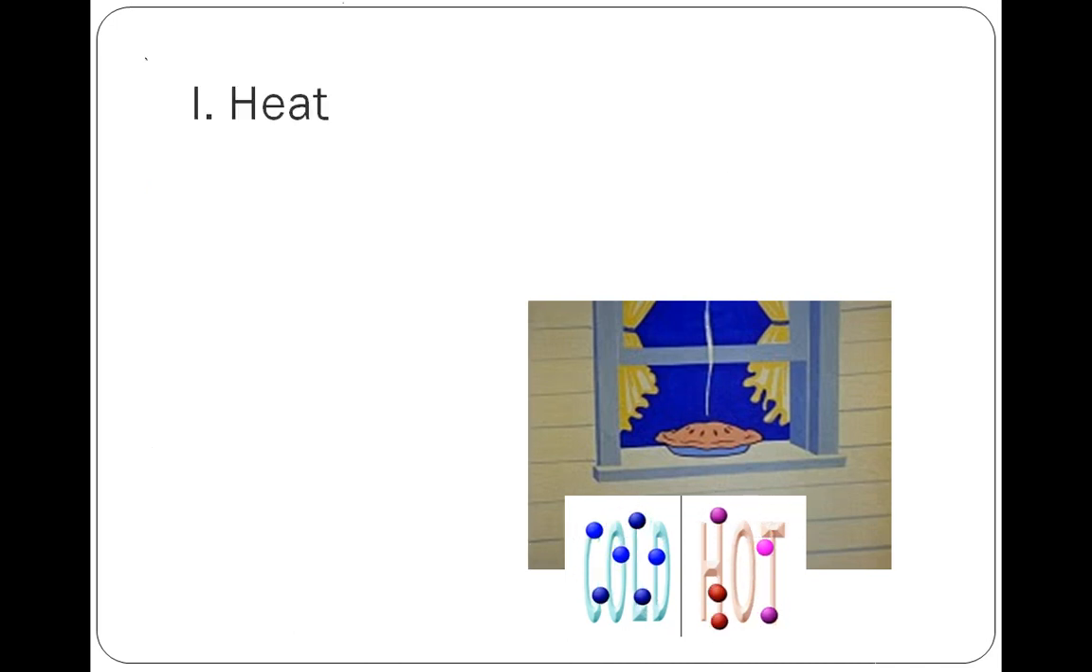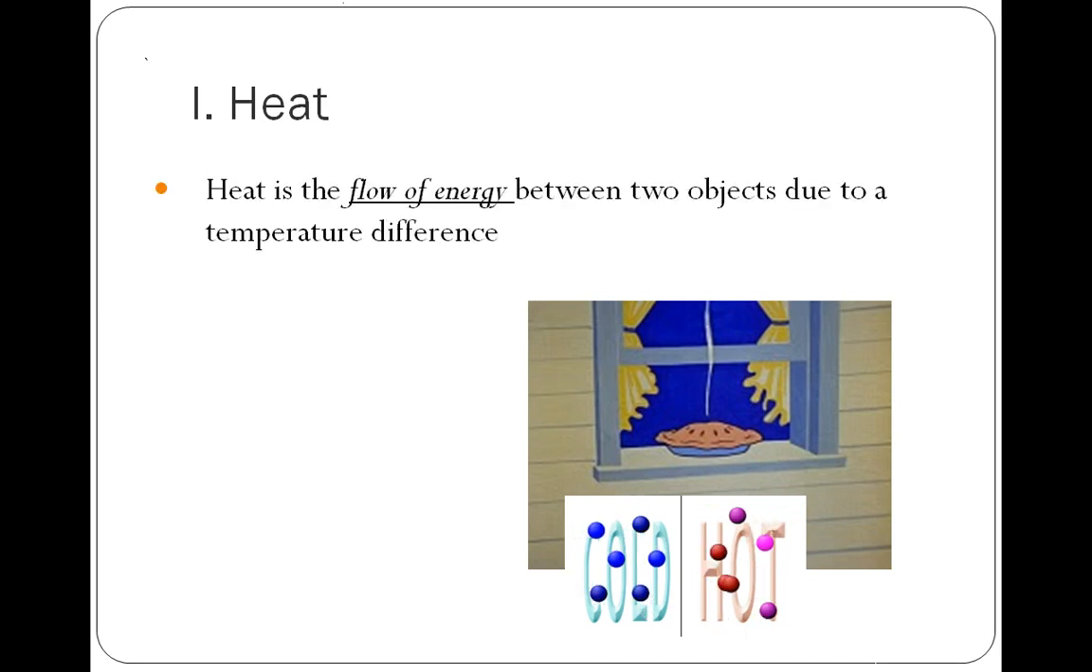Heat, on the other hand, is a little bit different. Heat is the transfer or flow of energy between two different objects due to being at different temperatures. So heat isn't something possessed by one substance. It is energy that flows between the two of them. So let's consider our pie example again. It's sitting on the windowsill on a cold day. What's eventually going to happen to the pie? Well, it's going to cool off.